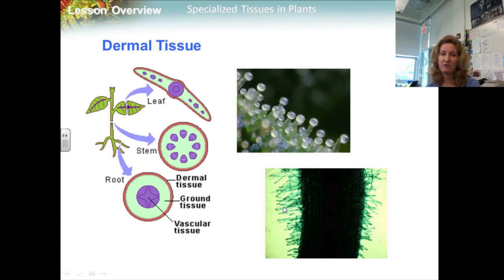In roots, the dermal tissue includes these little root hairs, as you can see right there, that help absorb water, too.